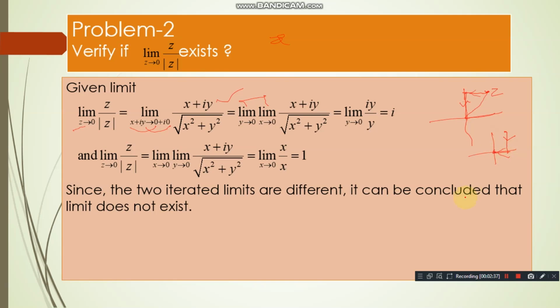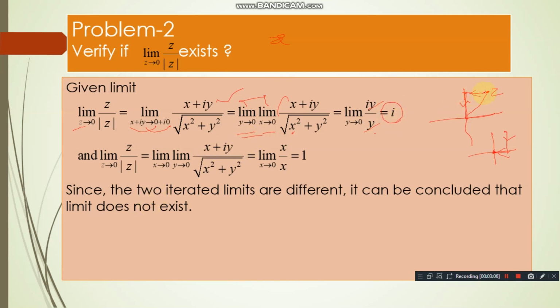So this is also one way of approaching the point 0. I told you there are different ways. See here, limit y tends to 0, limit x tends to 0. Simply, limit x tends to 0, replacing x by 0, what will we get? i y by y. Again, cancelling this y, you will get i, a constant. The limit of a constant is nothing but the constant itself. This is the one way.